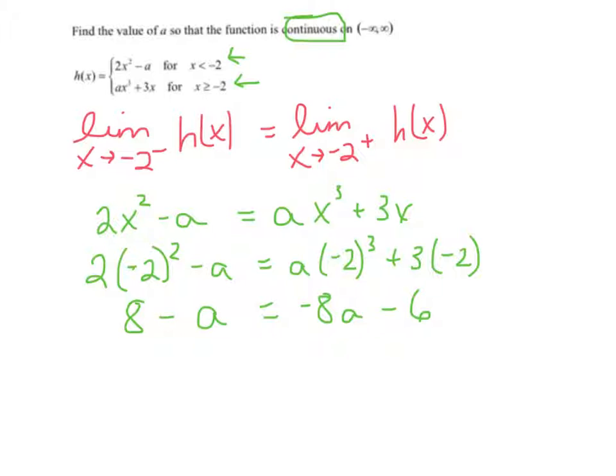Now what I'm left with is a very simple equation that I should be able to solve without a problem, and that's going to help me finalize and find my answer. If I add 8a over here, I'd get 7a, and if I subtract 8 from both sides, I'd have negative 14, and so a here is in fact negative 2. And so I've found the value of a that makes the limit exist.